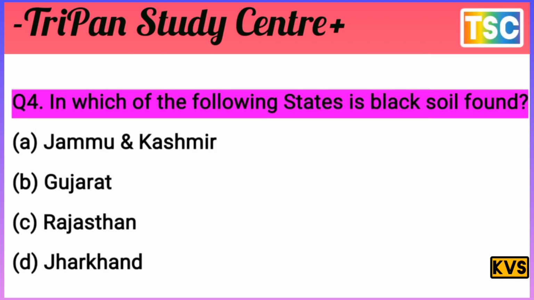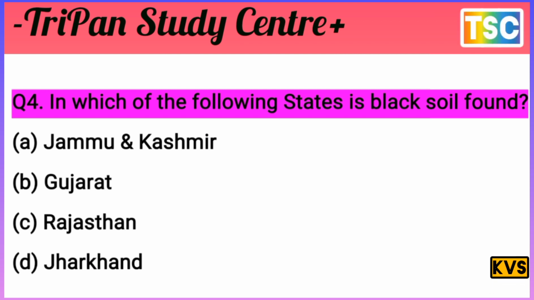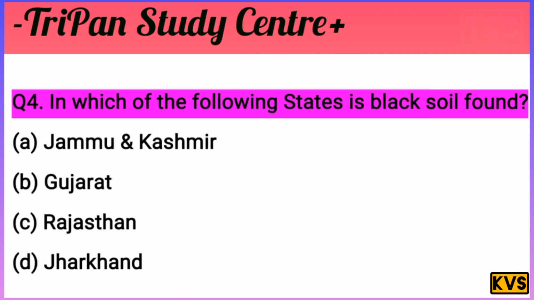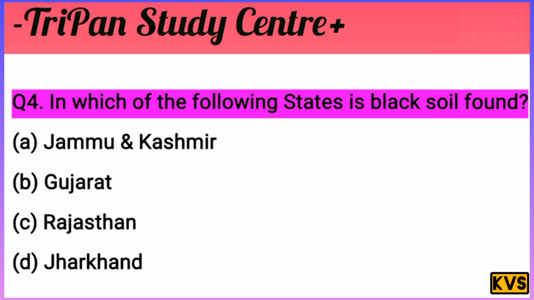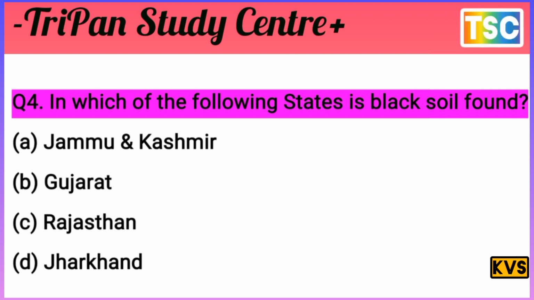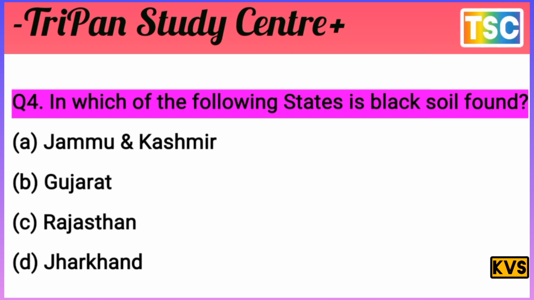The next question arrives on your screen: in which of the following states is black soil found? That's an important and easy question. The options are A, Jammu and Kashmir, B, Gujarat, C, Rajasthan, and D, Jharkhand.